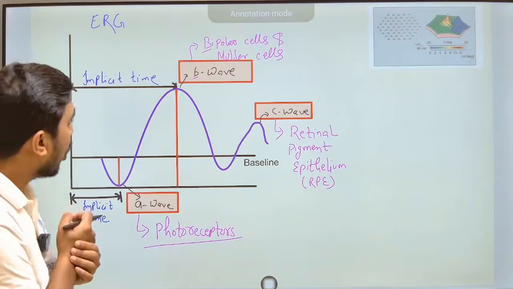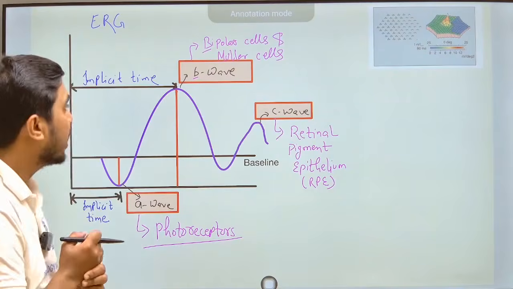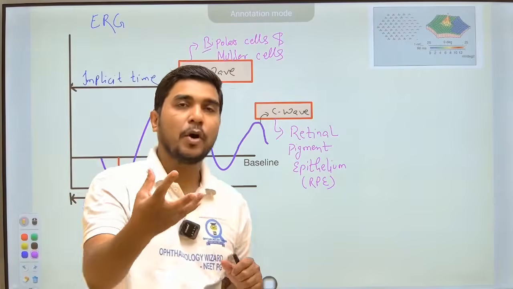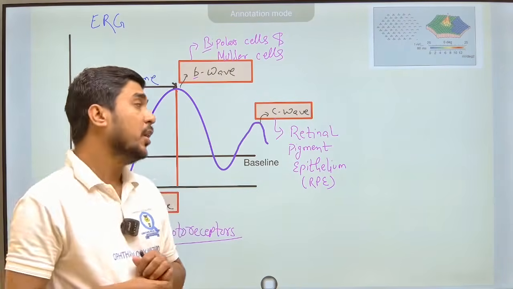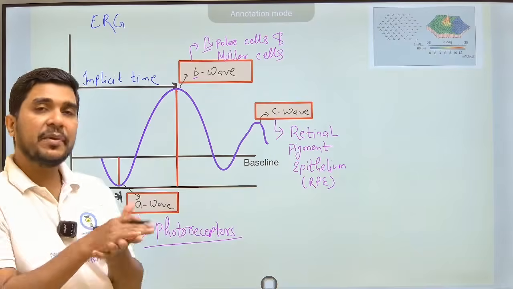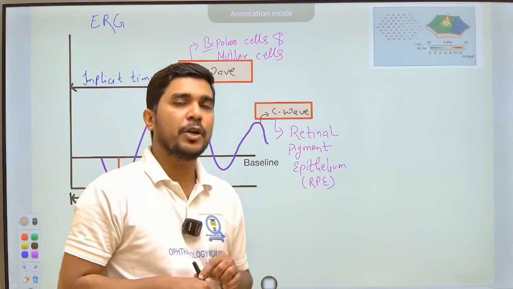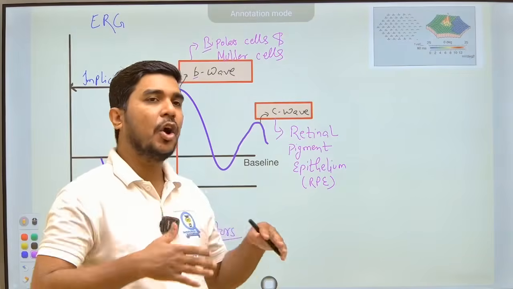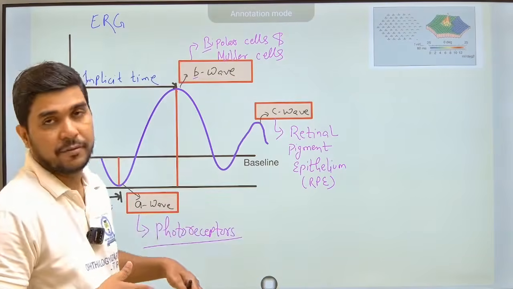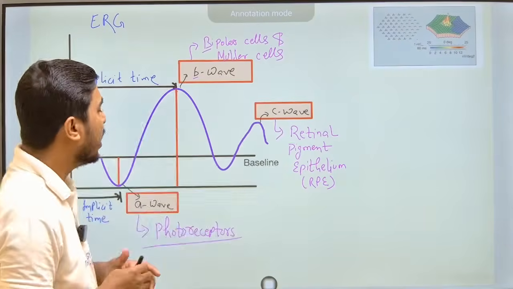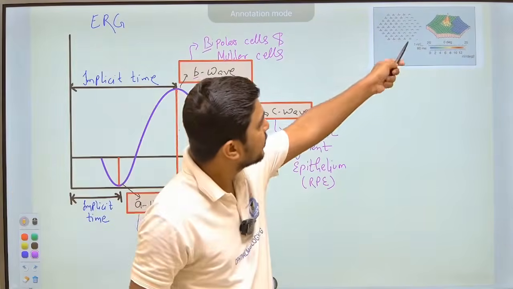Now what is the importance of this? Importance is that in cases where there is a pathology of the retina, these waves get diminished and can tell you about the diagnosis of the disease. Like in retinitis pigmentosa, there is a diminution of this A wave mostly because of the rod cone dystrophy. Similarly, okay. Now what is this image?